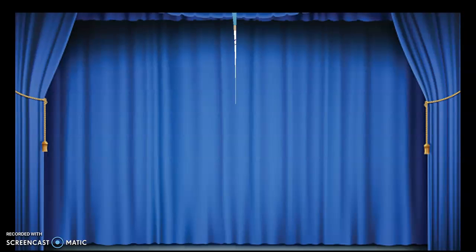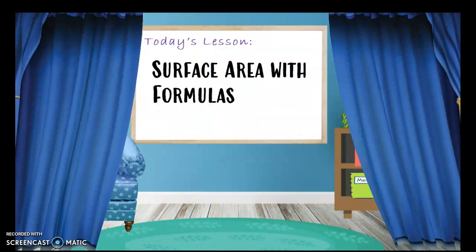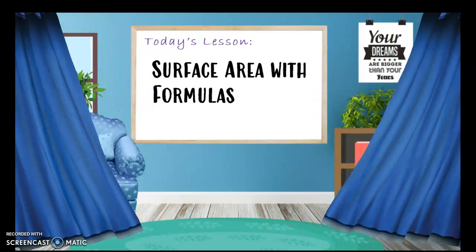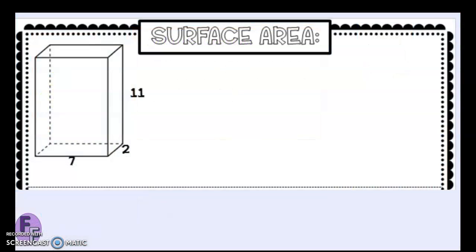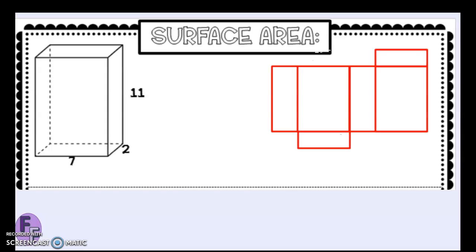Today's lesson, surface area with formulas. We have a rectangular prism that has a length of 7, a width of 2, and a height of 11.